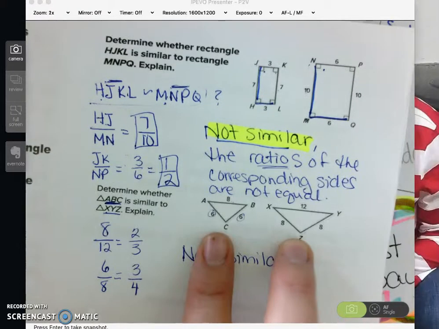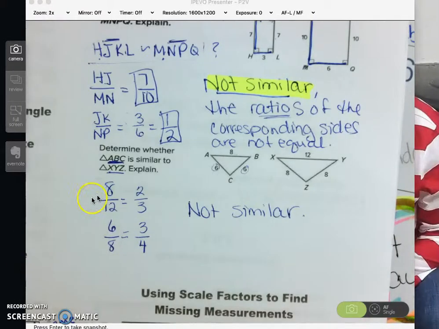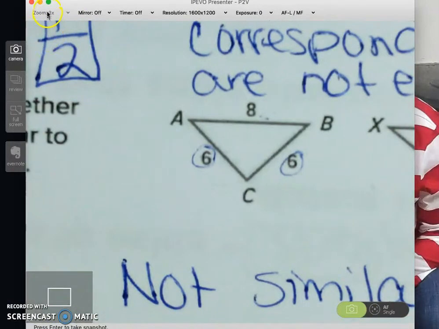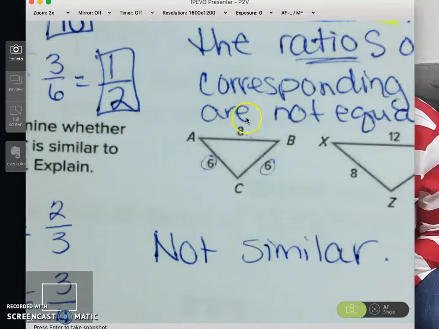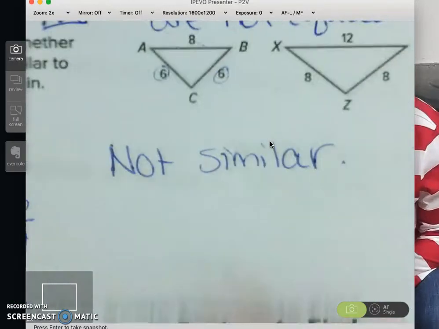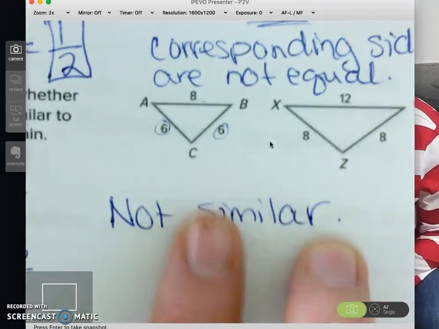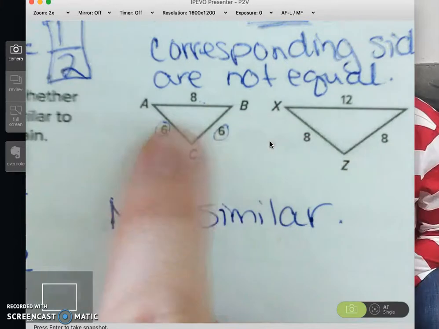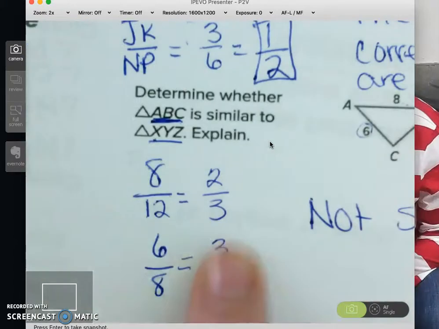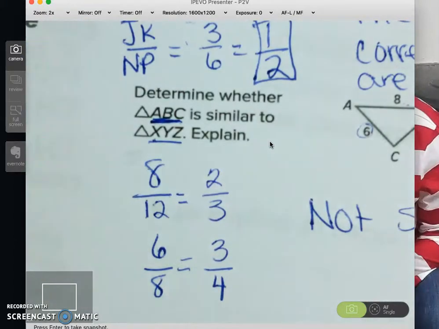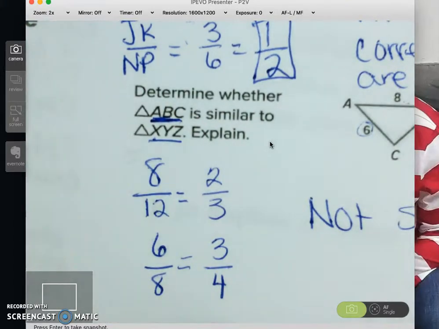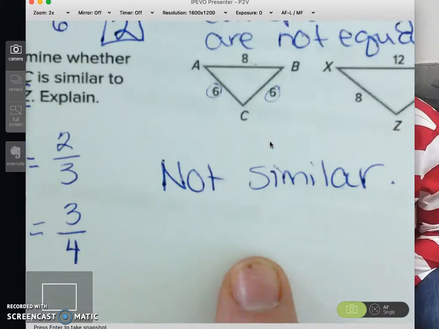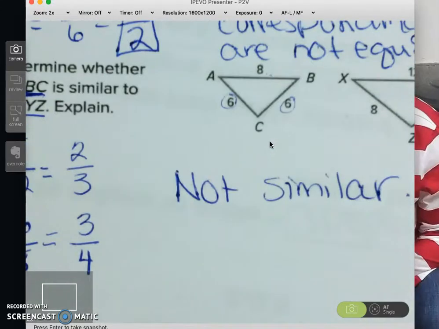Okay, on this one, again, I'm going to see if I can make this a little bigger. So I have my two triangles. I'm going to put 6 over the corresponding side of 8 and 8 over 12. So 8 over 12 reduces down to 2/3. 6 over 8 reduces down to 3/4. Those two are not equal, so therefore it's not similar. That's the ratio of the two sides.